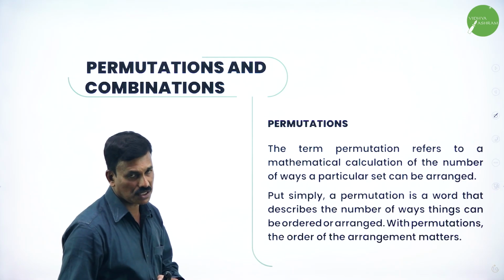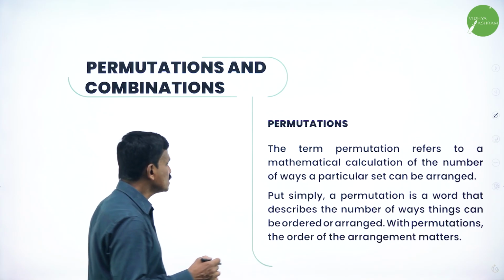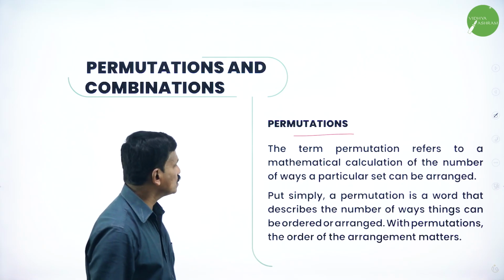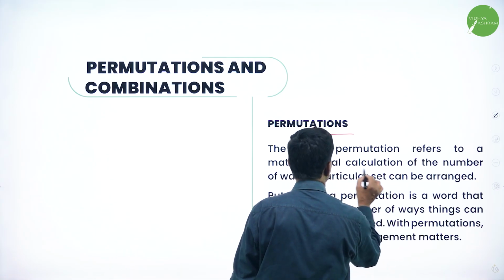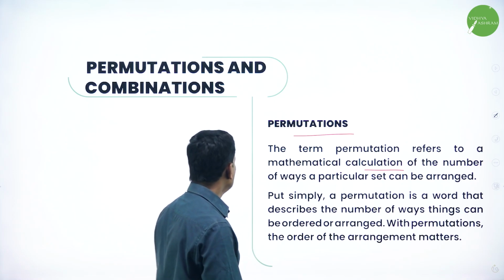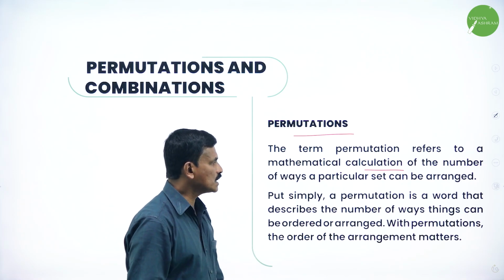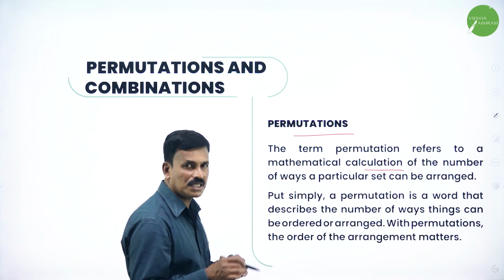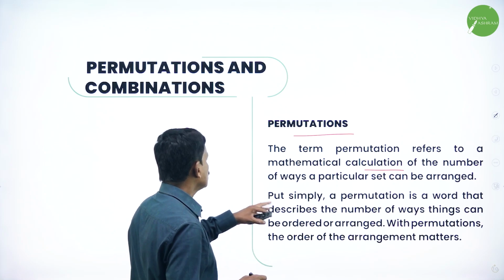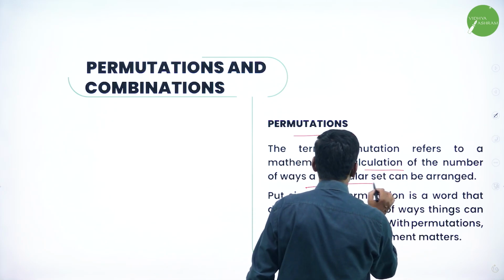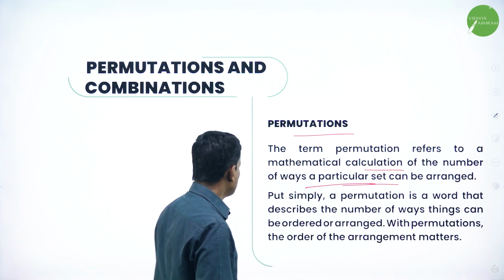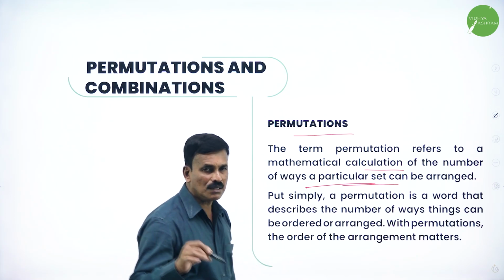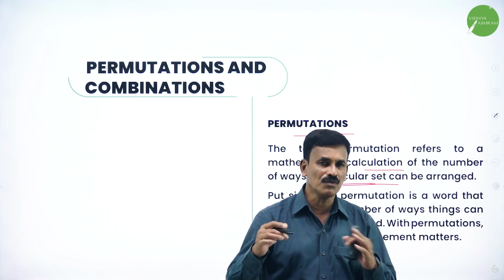What is the permutation? Now, let us come to the permutation. What is the definition of a permutation, and how are we going to represent the permutation? The term permutations refers to a mathematical calculation of the number of ways a particular set can be arranged. The number of arrangements is called the permutation. That is, the number of ways a particular set can be arranged is called the permutation. Suppose there are n numbers, by taking r at a time, how are we going to arrange?